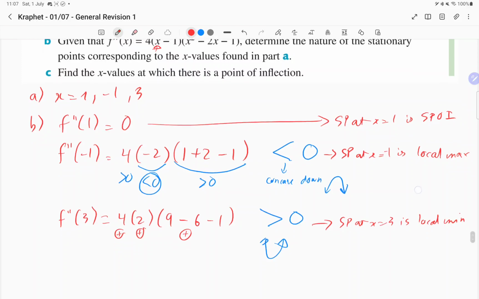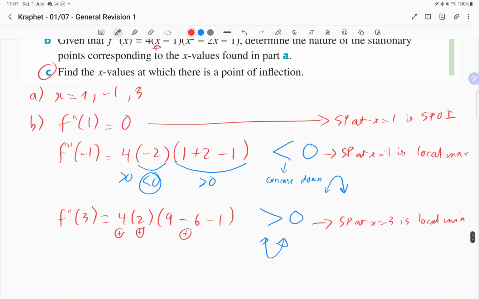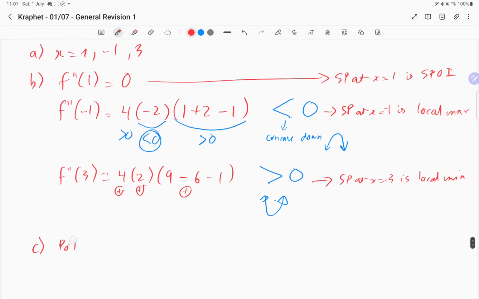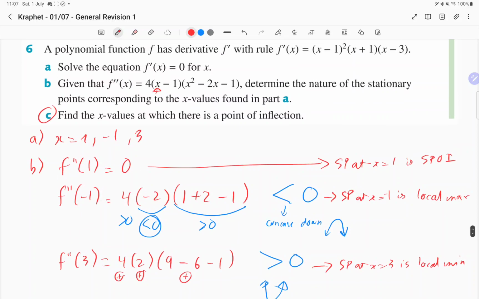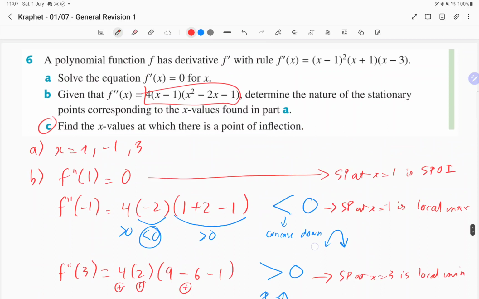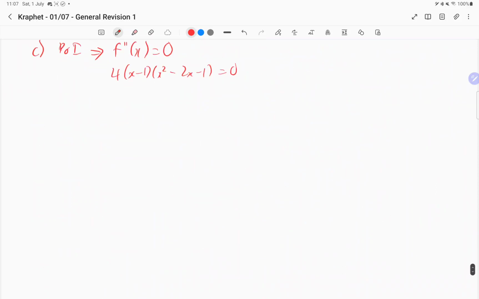And then question C, find the x values at which there is a point of inflection. So C, point of inflection, is the same thing as second derivative equals to 0. That's why they gave us the factorized version, so we can use that straight away. 4 times x minus 1, x squared minus 2x minus 1 equals to 0. Okay, let's solve that. So x equals 1 or this thing.